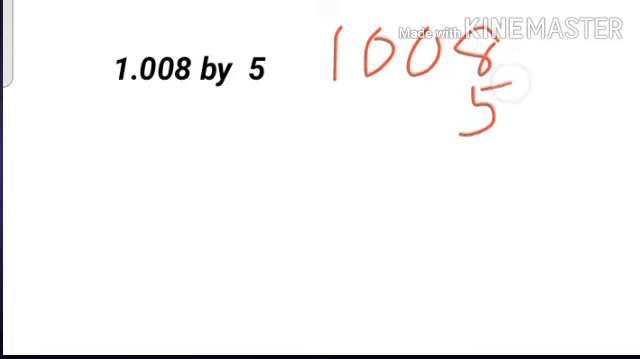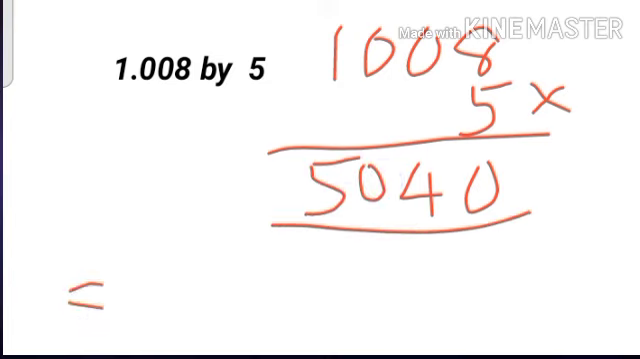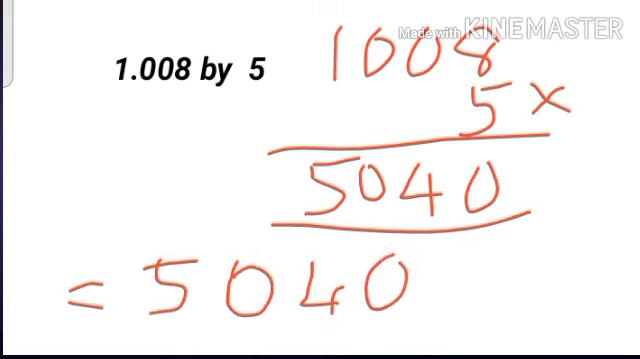Here we have another example. So how can we do this? Here also you need not consider the decimal point. You can write it as a whole number and you can multiply. 8 5s are 40, 4 carry over. So we can write here 5 0 and 5 1 is 5. So this is the answer. So what is the answer? 5040 is the answer.